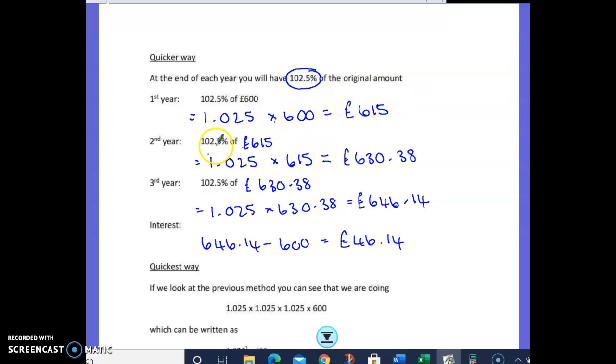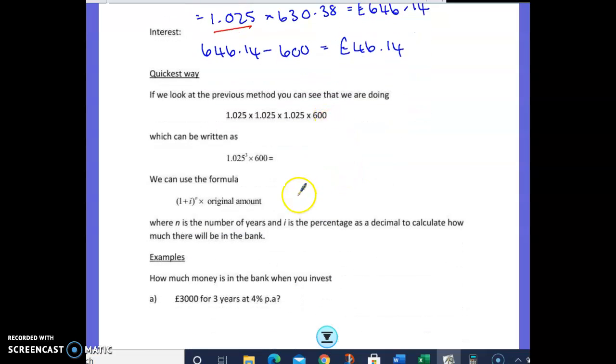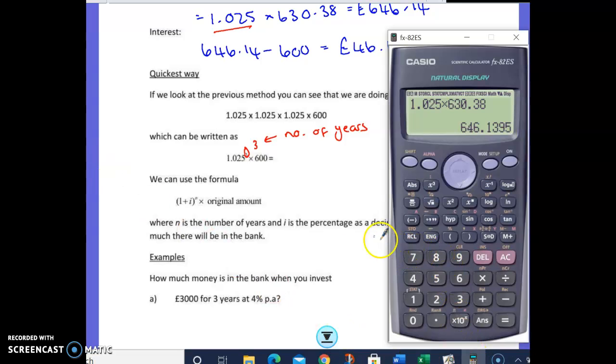Essentially what I've done here is I've taken my £600, I've times by 1.025, I've times by 1.025, I've times by 1.025. So I have done 1.025 times 1.025 times 1.025 times 600. And I can write that as 1.025 to the power of 3. So it's small, that 3, that should be 3. And that's the number of years. Times the 600, and I'll get straight to my answer. So instead of having to do all these lines of working, I can go straight to my answer.